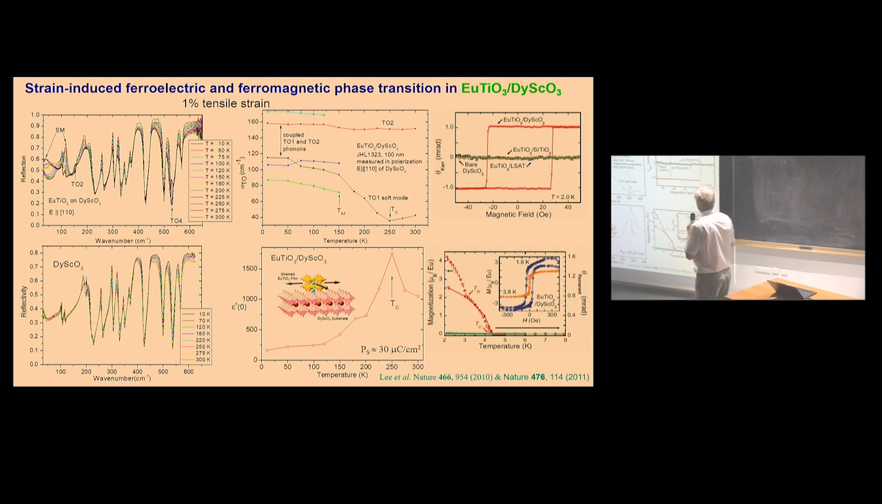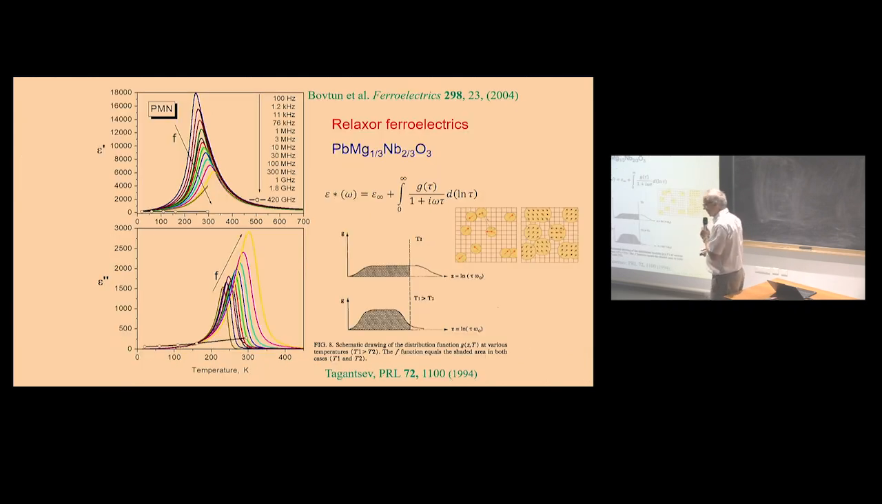But the problem is that this measurement is at 2 Kelvin. The magnetization here appears only at 4.3 Kelvin, so it's very low. The reason for such low temperature is that also antiferromagnetic phase in bulk europium titanate is at 5.4 Kelvin. So it is difficult to imagine that the phase transition will be at very high temperature. But it was just a demonstration of how one can really induce multiferroic properties in a system which is not multiferroic, just due to strain.